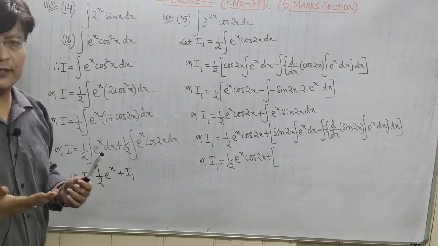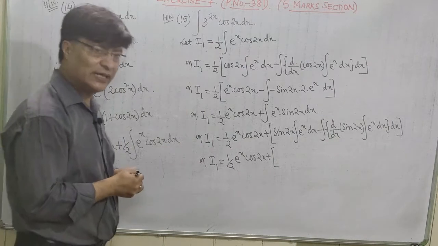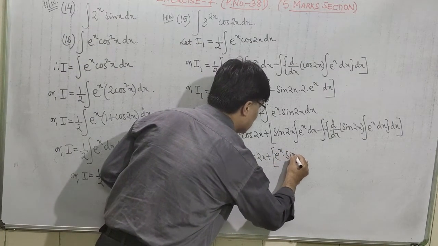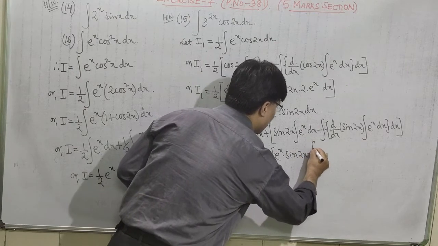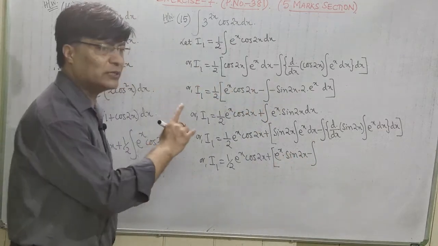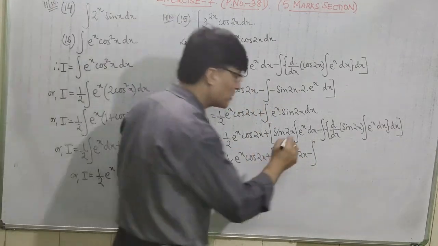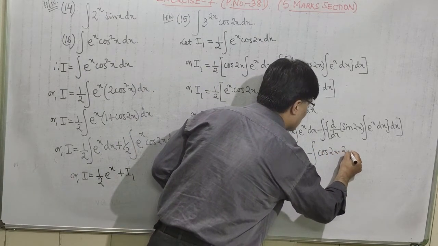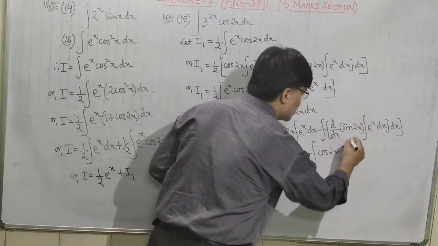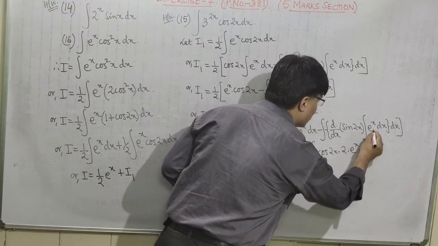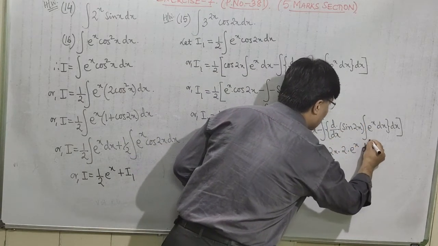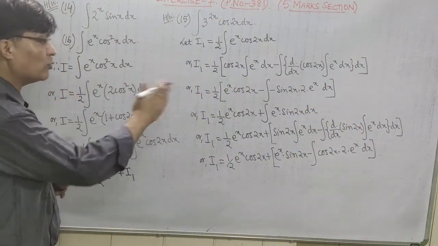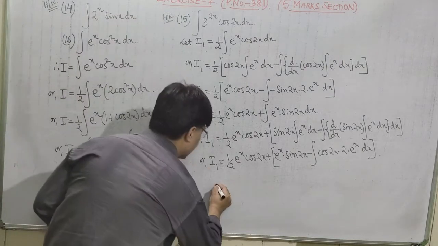Now let us first integrate e to the power x dx, that is e to the power x into sin 2x, minus the integration of what is d by dx of sin 2x? It is cos 2x into 2, into what is the integration of e to the power x dx? That is e to the power x, then you have to write dx. The third bracket is closed. So now you can open this bracket.